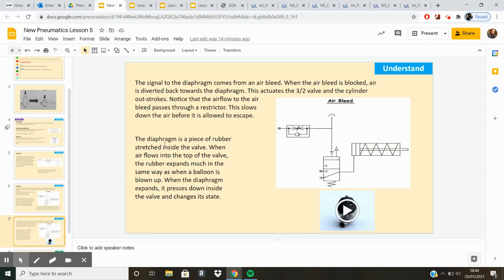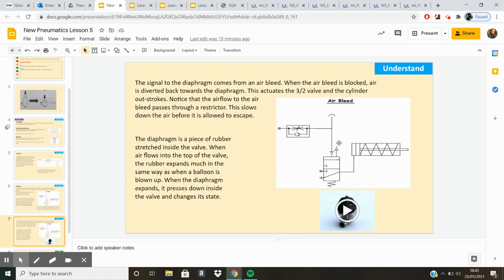Okay. It then says the diaphragm is a piece of rubber stretched inside the valve. When air flows into the top of the valve, so the diaphragm's a piece of rubber, and it's like a balloon. It will stretch if air comes into it. It says when air flows into the top of the valve, the rubber expands much in the same way as a balloon is blown up. When the diaphragm expands, it presses down inside the valve and it changes its state. So as this diaphragm expands, it pushes down and causes the air to then be allowed to flow through.